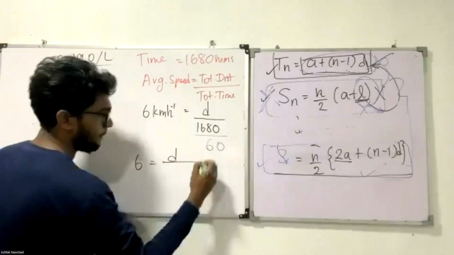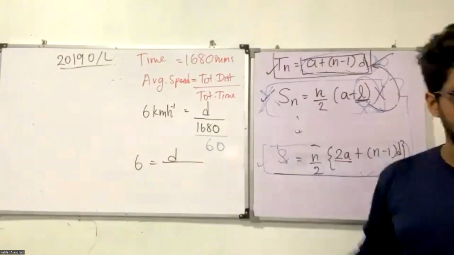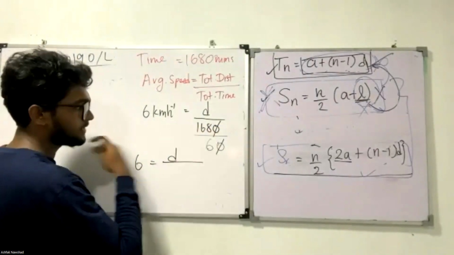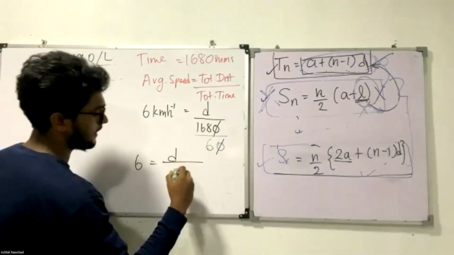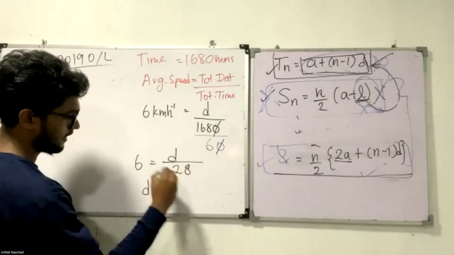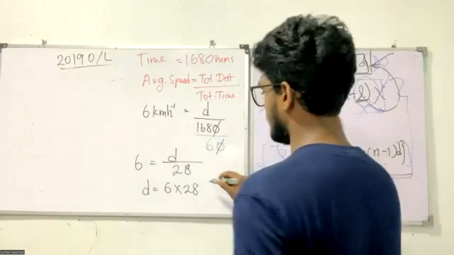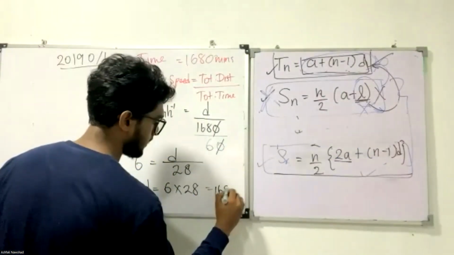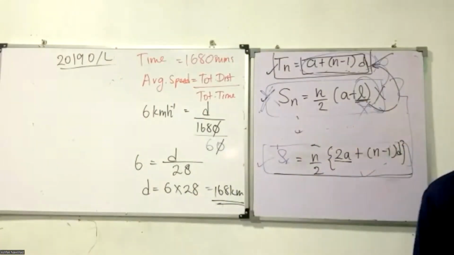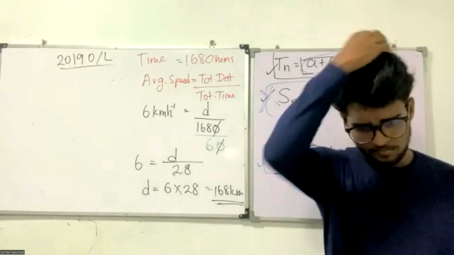6 is equal to... simplify. You can carry out your own way of simplifying this. So I'm going to do the conventional way. 168 divided by 16 is 28. So D is 6 times 28. 6 times 28 is 168 kilometers. Is this understood? Good.